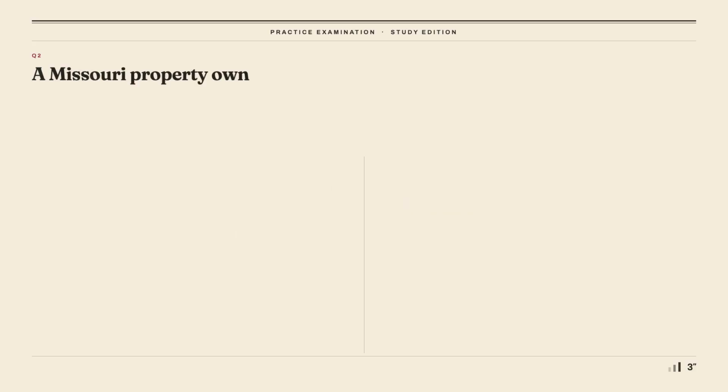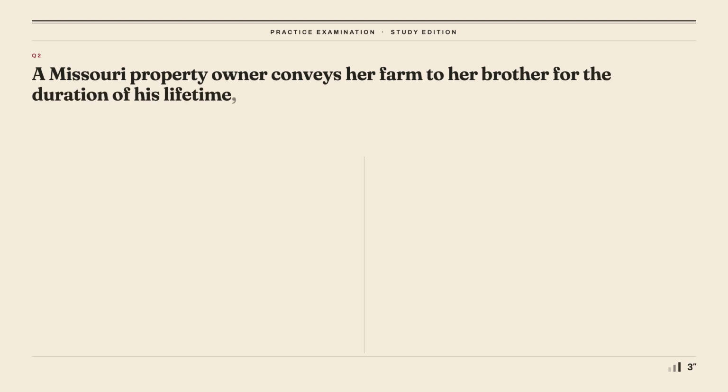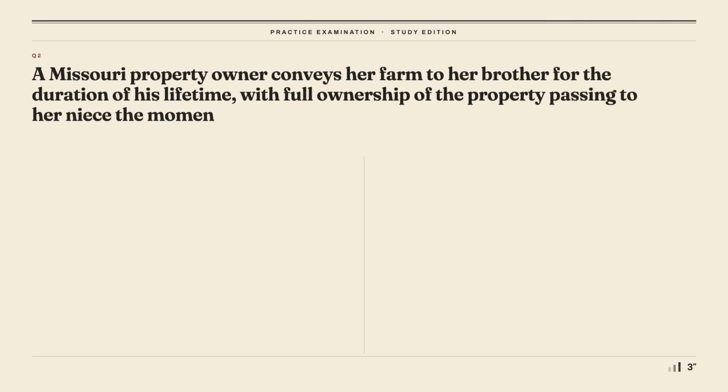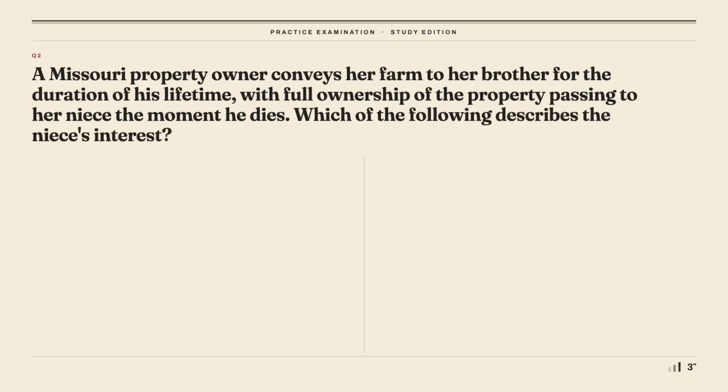Question 2. A Missouri property owner conveys her farm to her brother for the duration of his lifetime, with full ownership of the property passing to her niece the moment he dies. Which of the following describes the niece's interest?